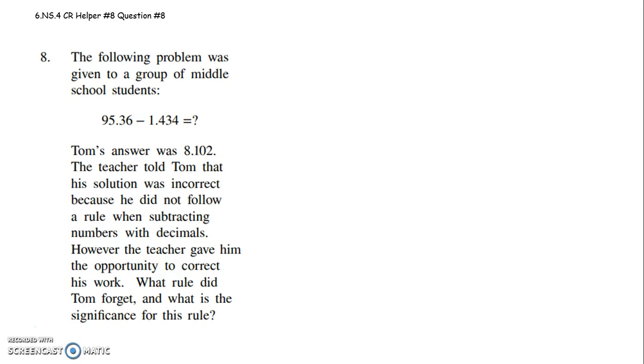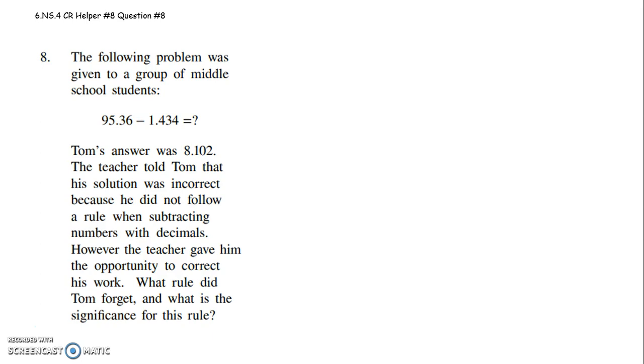The teacher told Tom that his solution was incorrect because he did not follow a rule when subtracting numbers with decimals. However, the teacher gave him the opportunity to correct his work. What rule did Tom forget, and what is the significance of this rule?